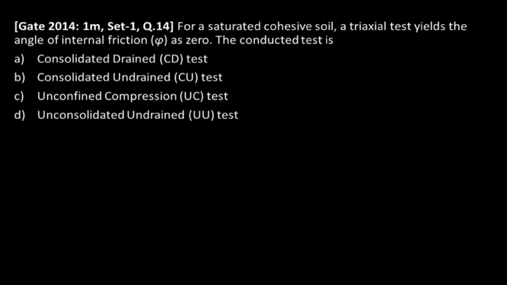So in this video, we are going to start the topic named shear strength. If you see this question, they have given that for a saturated cohesive soil, a triaxial test yields the angle of internal friction as 0. So the test conducted is an unconsolidated undrained test. In an unconsolidated undrained test, the angle of friction is 0.